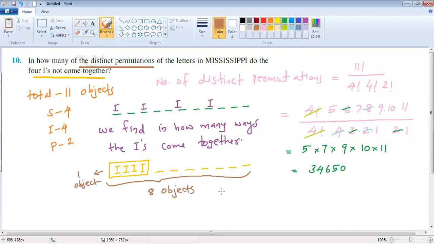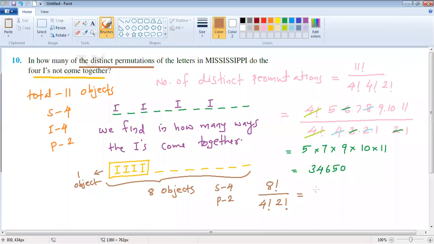And इसमें से you know that S is repeating 4 times, P is repeating 2 times. So the number of arrangements is 8 factorial divided by 4 factorial into 2 factorial. Total 8 objects, among that S is repeating 4 times, P is repeating 2 times.